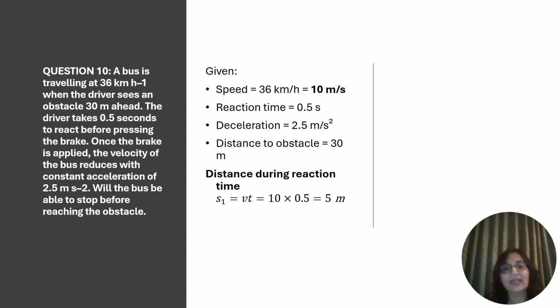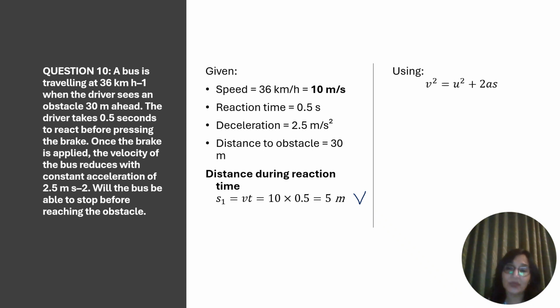Now let's understand the distance during reaction time. As we calculated in the previous slides, for distance it is velocity into time. So what is the velocity here, or the speed, into time? That is 10 into 0.5. So we get the distance as 5 meter, like how we calculated here.